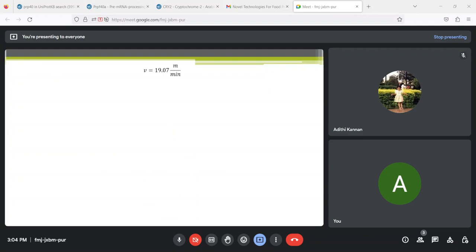This is the average velocity, and we need to find out the maximum velocity. For different kinds of fluid flow, there are different ways of calculating the maximum velocity from the average velocity. In case of a laminar flow, your maximum velocity is equal to 2 times the average velocity, whereas in case of turbulent flow, it will be 1.25 times the average velocity. Depending upon the flow mentioned in the question, you need to calculate the maximum velocity based on that.